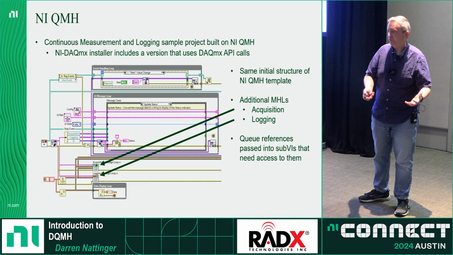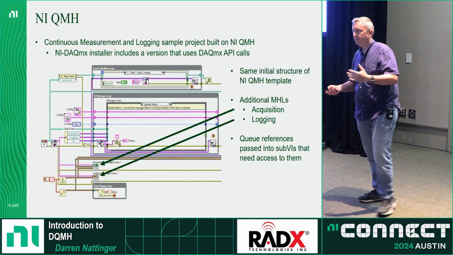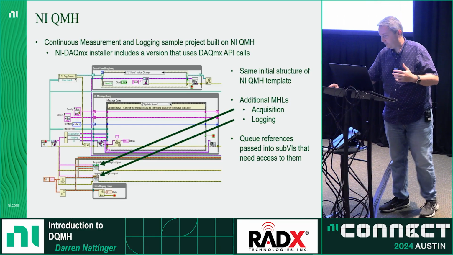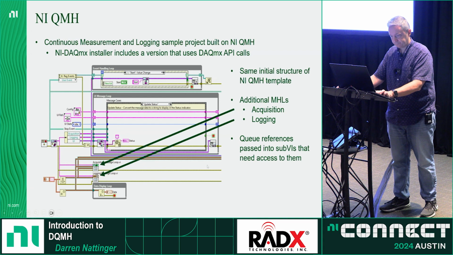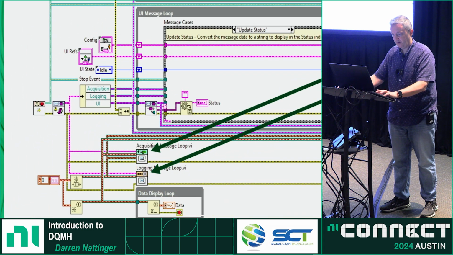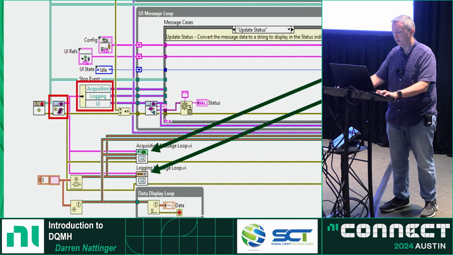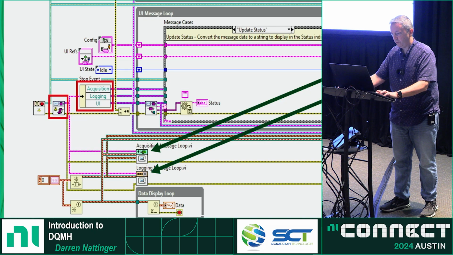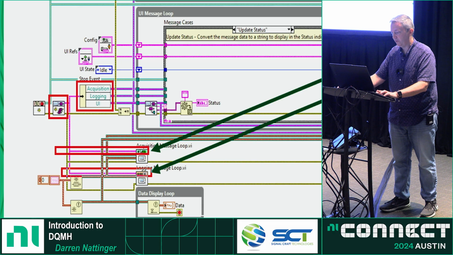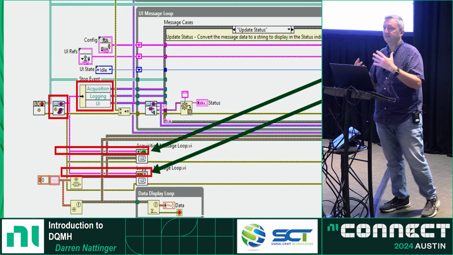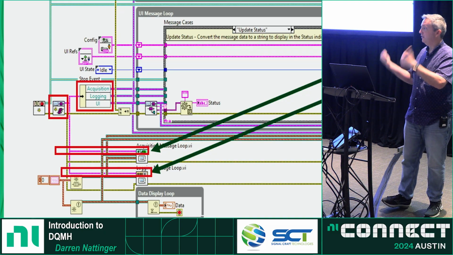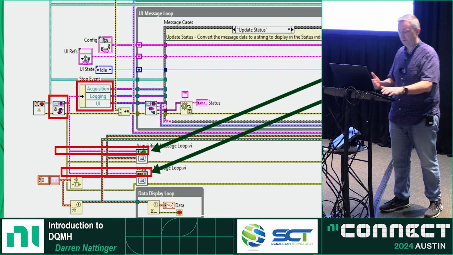It adds one for acquisition, it adds one for logging, and one of the interesting things is, I'm going to zoom in a little bit here, and I'm going to show that this VI right here creates the queues. In this case, we've got an acquisition queue, a logging queue, and a UI queue. And you'll see that that cluster of queues is passed into the acquisition message handling loop, and that cluster of queues is also passed into the logging message loop. So any message handling loop in this code can send a message to any other message handling loop.